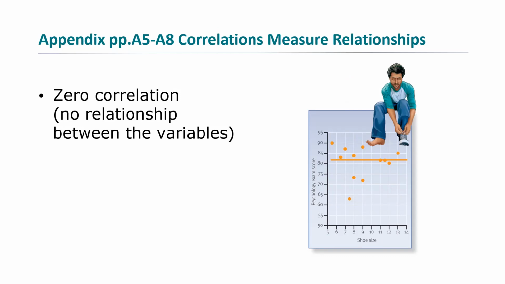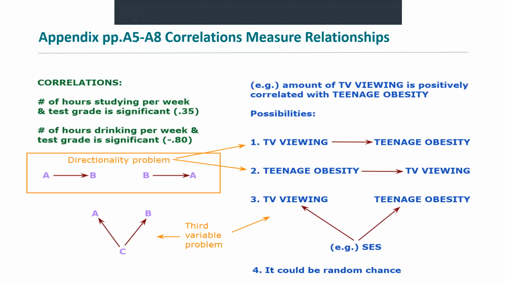And this makes sense because here they're looking at the students' shoe sizes and correlating them with their exam scores. And it turns out that your shoe size has no relationship to your final exam score. You're just as likely to score high or low no matter what your shoe size is. Okay, let's keep going. It's a flat line.